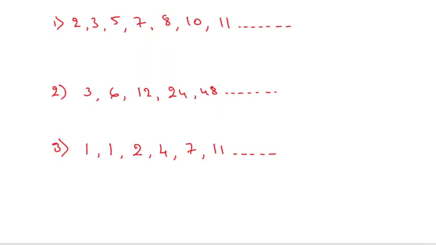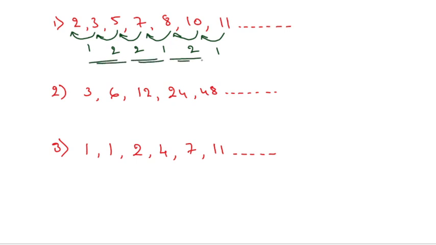Look at this list of numbers. Let us find out the difference between two consecutive numbers. 3 minus 2, it is 1. 5 minus 3 is 2. 7 minus 5 is 2. 8 minus 7 is 1. 10 minus 8 is 2. 11 minus 10 is 1. Here you can clearly see that the difference between two consecutive numbers is not the same. Therefore, this is not an AP.